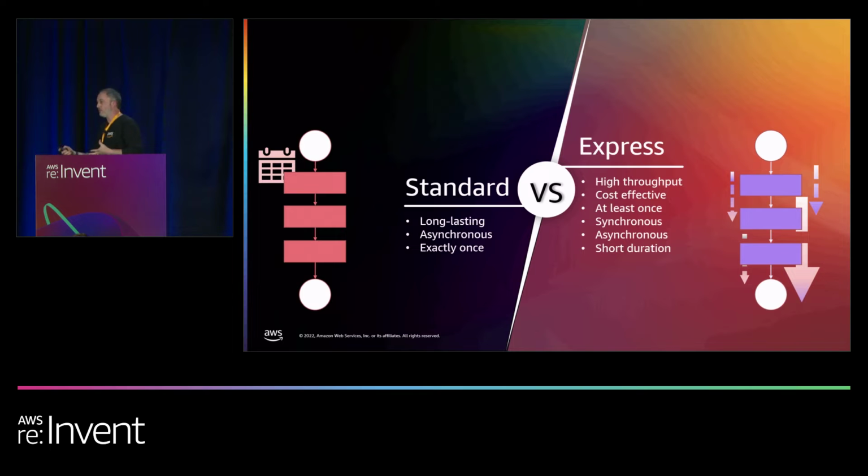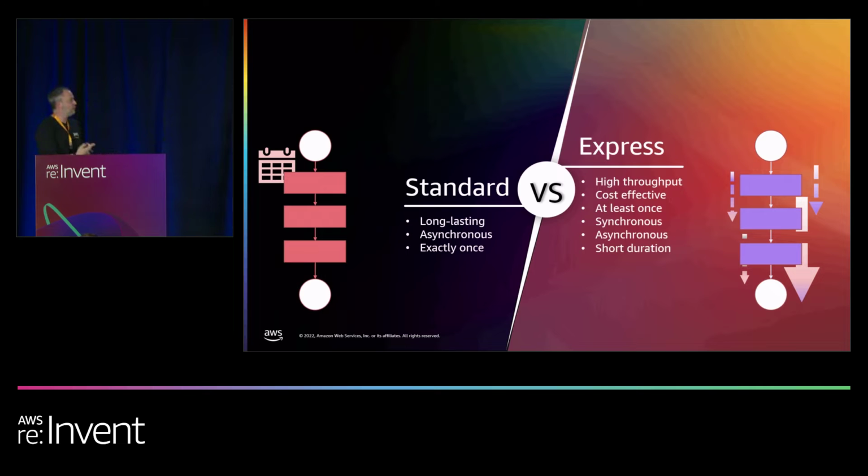They're asynchronous, so when you trigger a Standard workflow, you don't hang around and wait for the response, because it could be a year, so you need to fetch that response by some other means. And they have an exactly once execution model. So if you send a payload to invoke a Standard workflow, you can be sure there won't be any duplicate invocations of that payload.